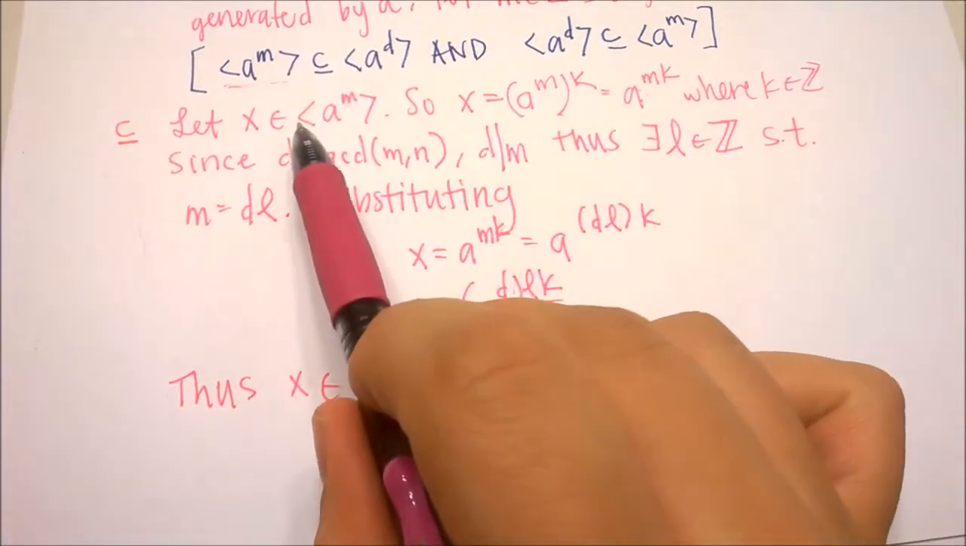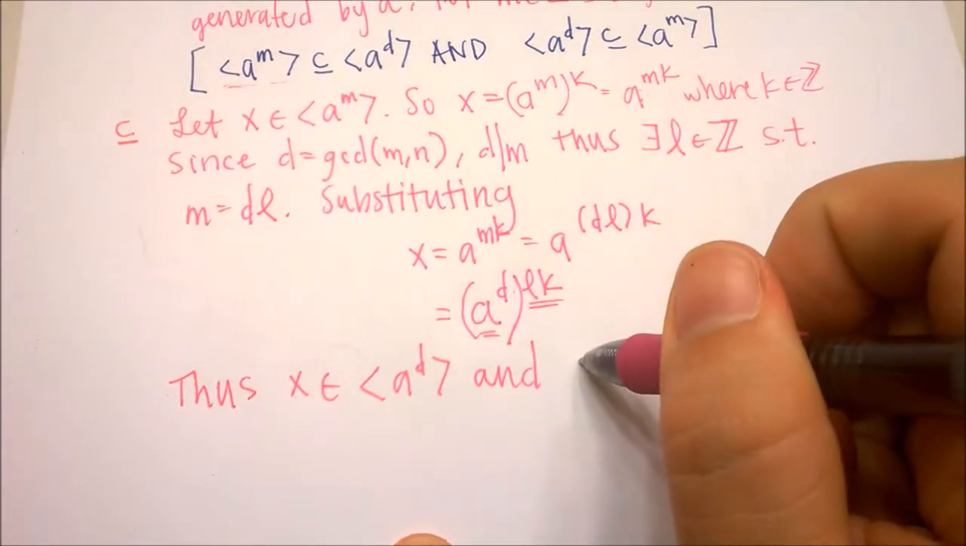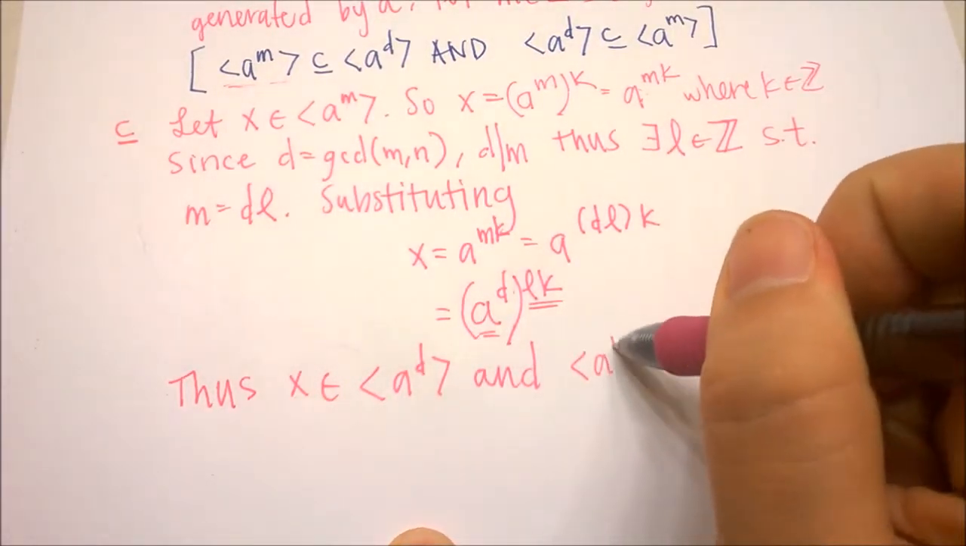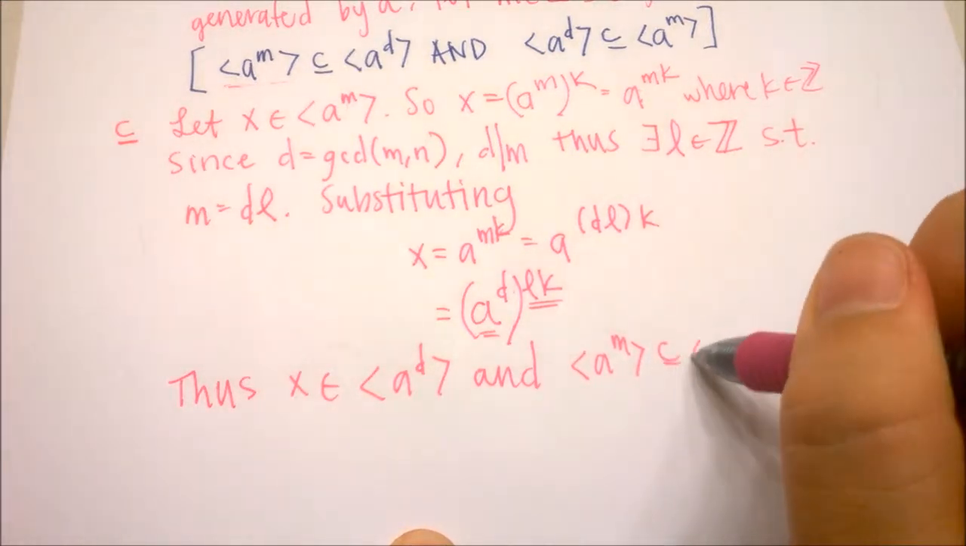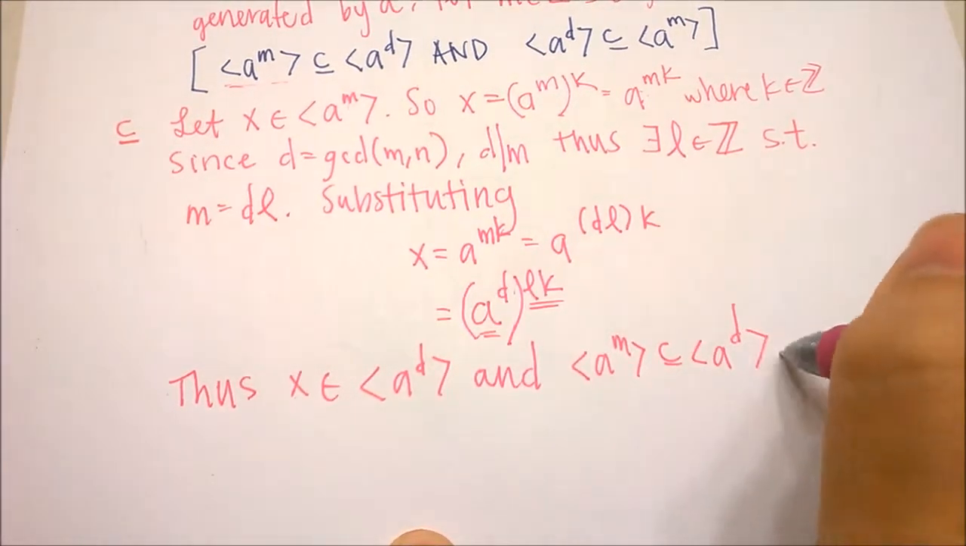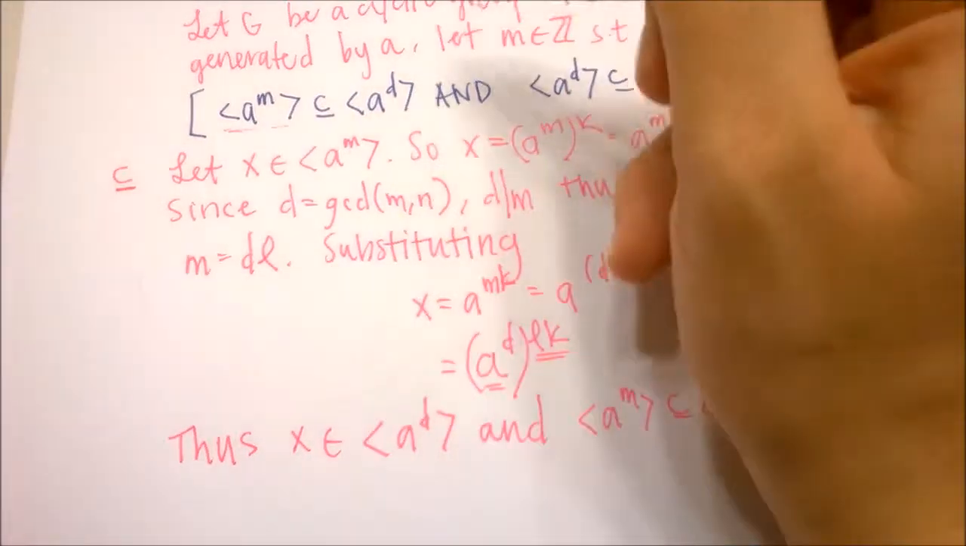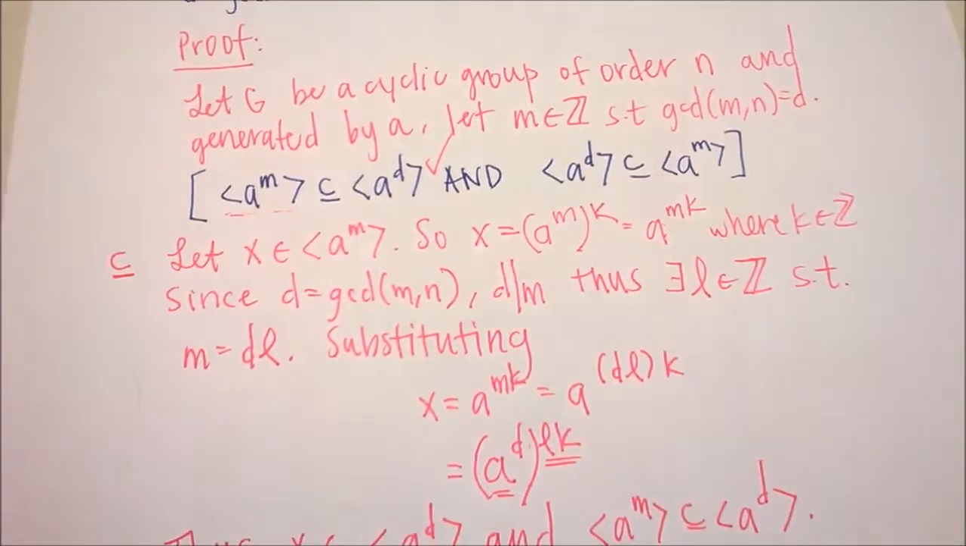And since we said x was an element of A to the M, we know that A to the M is a subgroup of A to the D. Okay? So now we have this containment down. So let's start the right side containment.